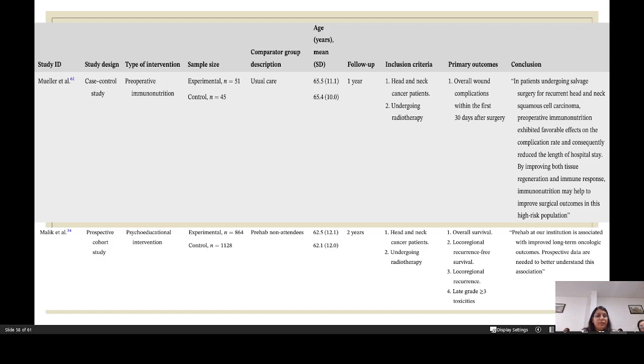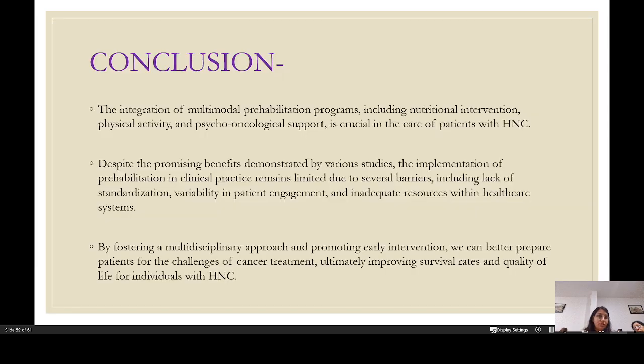Malik et al.'s prospective study included the psychoeducation intervention, in which they follow for 2 years head and neck cancer patients undergoing radiotherapy. Primary outcome was overall survival, regional survival, and late toxicity. We have at our institution is associated with improved long-term oncological outcome. Prospective data needed to be better understood.